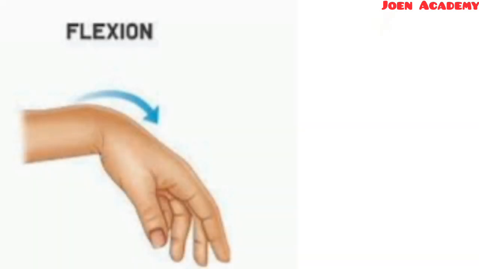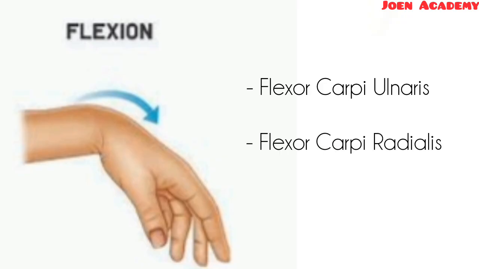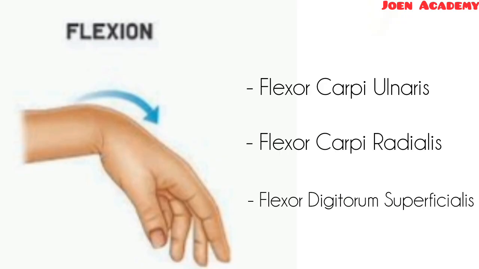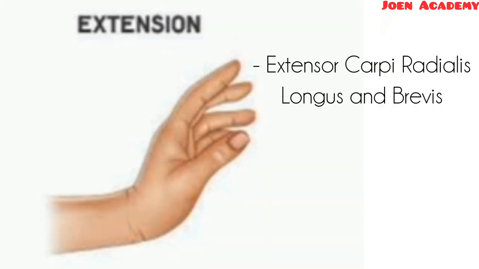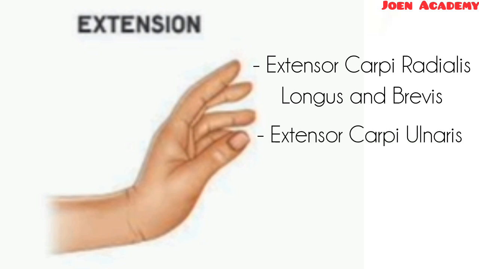The flexion movement is produced mainly by the flexor carpi ulnaris, flexor carpi radialis, with assistance from the flexor digitorum superficialis. The extension movement is produced mainly by the extensor carpi radialis longus and brevis and the extensor carpi ulnaris, with assistance from the extensor digitorum.